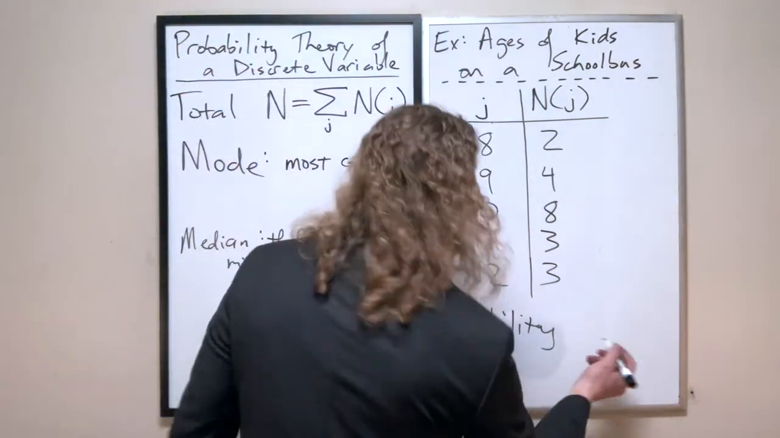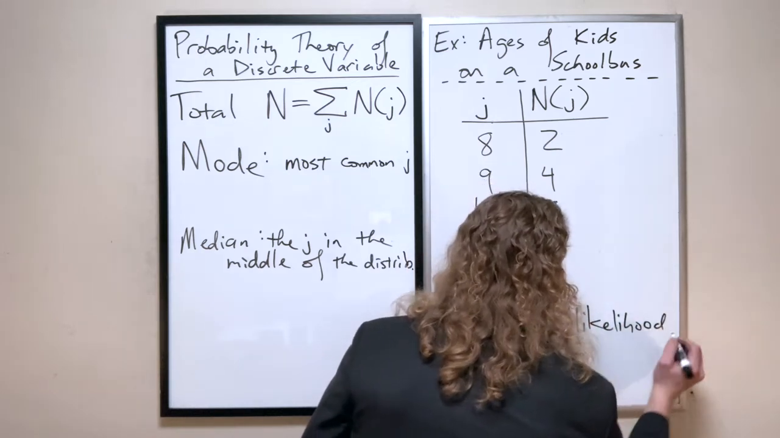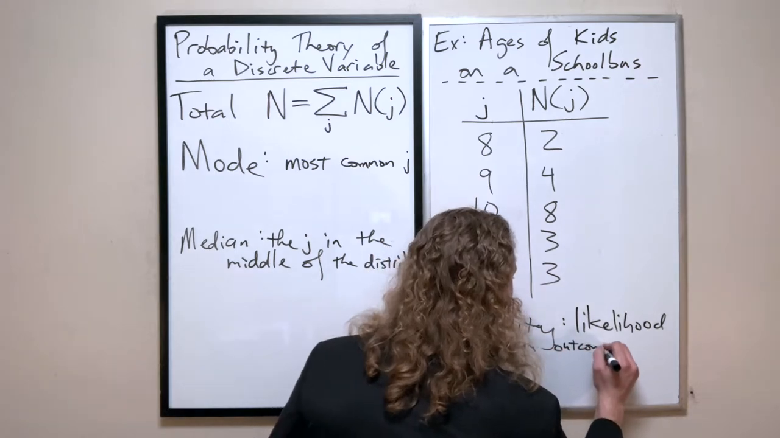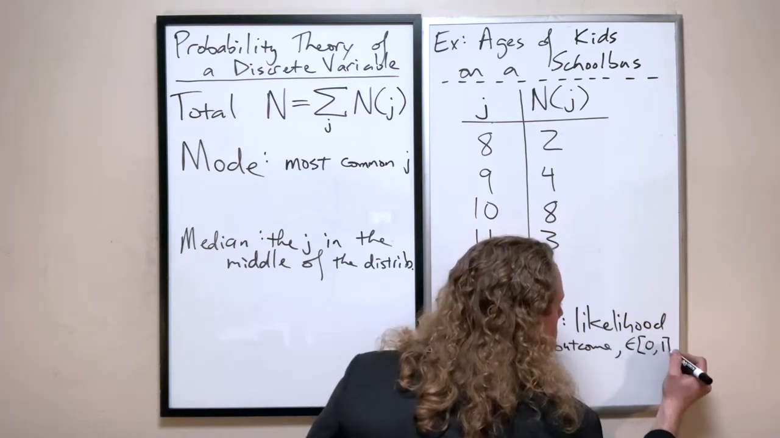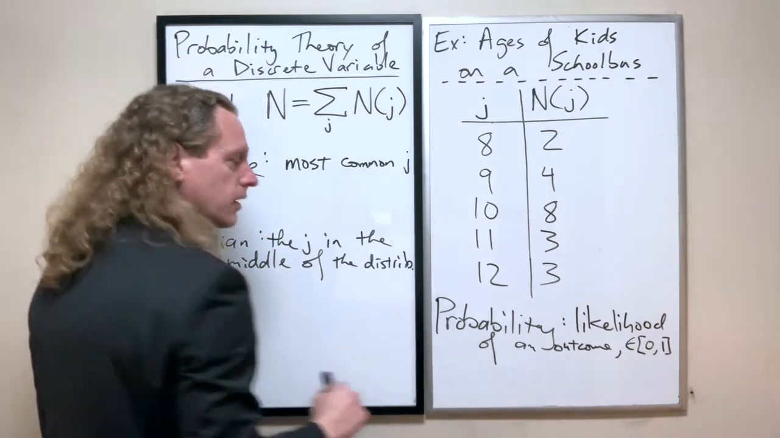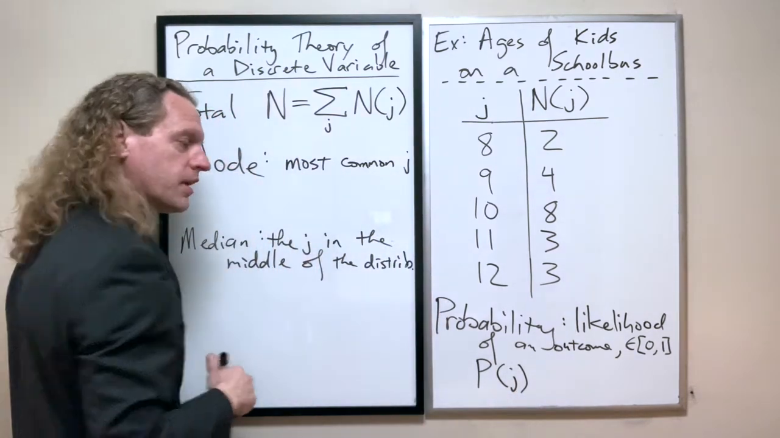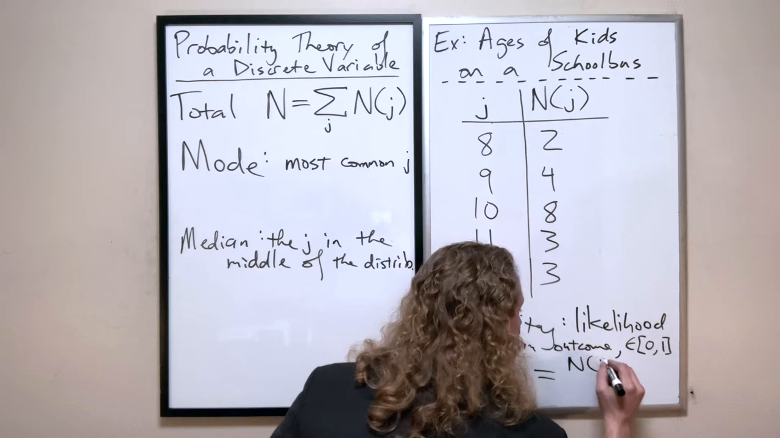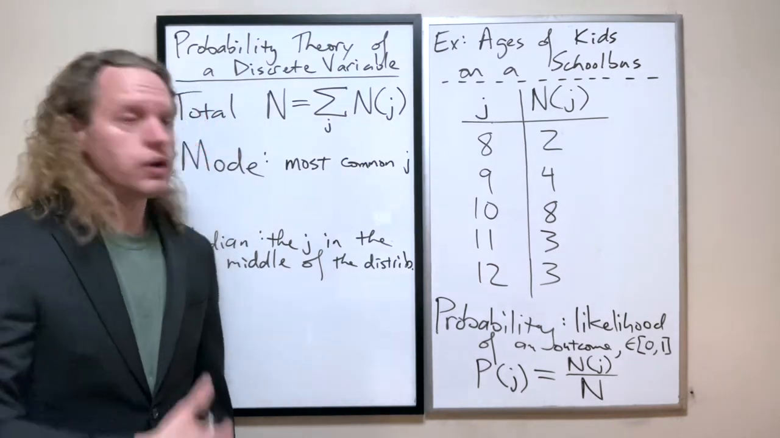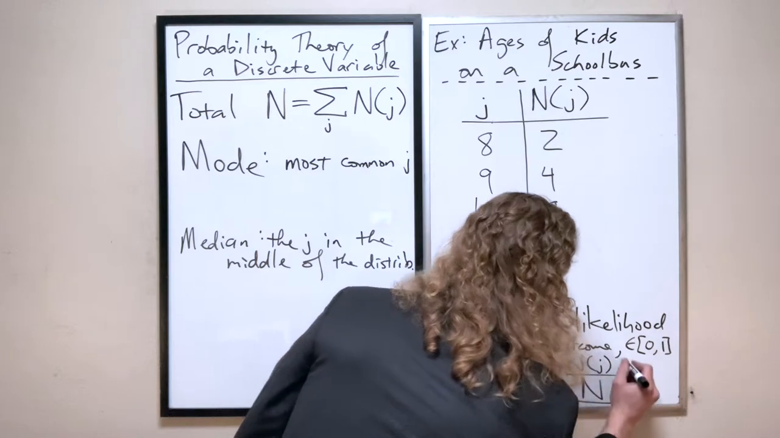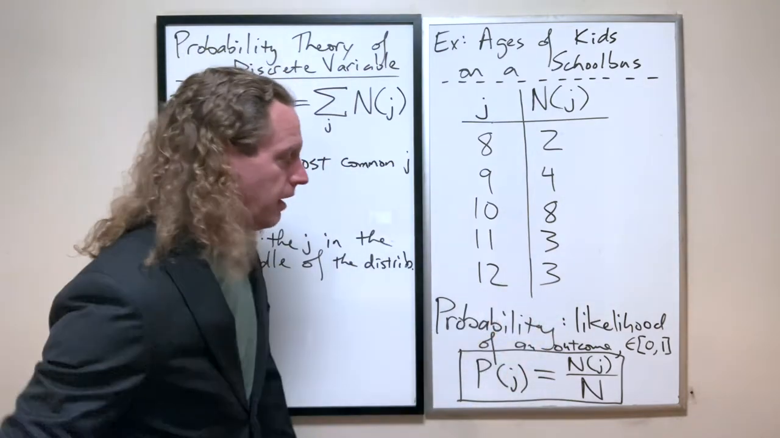So let's go ahead and write that here. The probability is, in words, likelihood. So it's likelihood of an outcome. And the way I'll write it shorthand, on a scale of 0 to 1, with the endpoints included. And more precisely, the probability of getting an answer that is J is just the number of students of that age, J, divided by the total number. So this isn't something new, and I guarantee if I gave you a few moments to think about exactly how to formalize that definition, you could have come up with that exact same equation there.